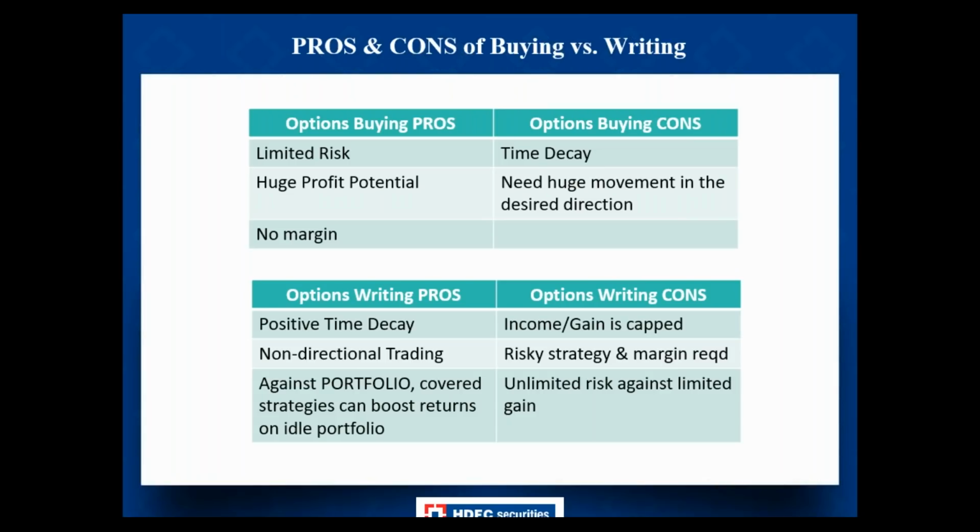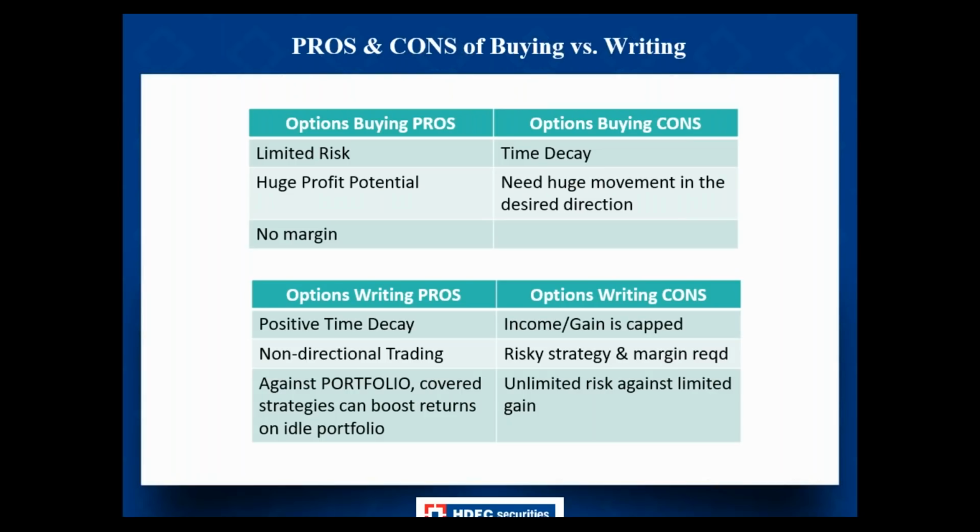When you're writing options, you do not require a particular trend. Like I said, when you're writing options, you expect that the stock must not increase or fall beyond that strike price. That's the reason it's non-directional trading.